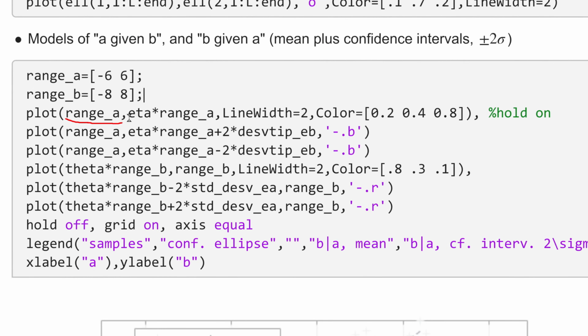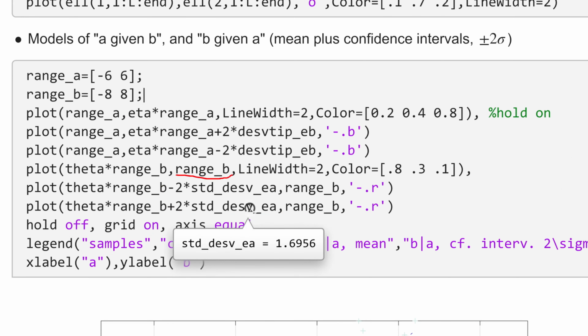I plot A, and in the vertical axis, the best prediction, eta times A, well, the extremes, it's a line, plus minus 2 times the standard deviation of the residual error, the additive noise, so I get confidence intervals. And also, I plot B in the vertical axis, and in the horizontal axis, which is A, the mean, theta times B, plus minus 2 times the standard deviation to get confidence intervals. So let us see what we get at the end.